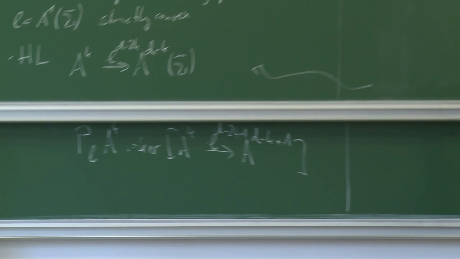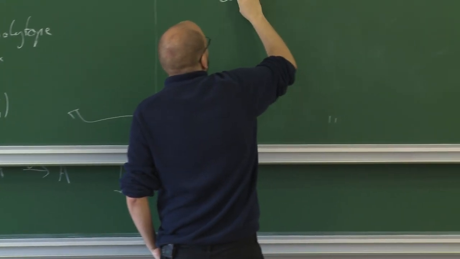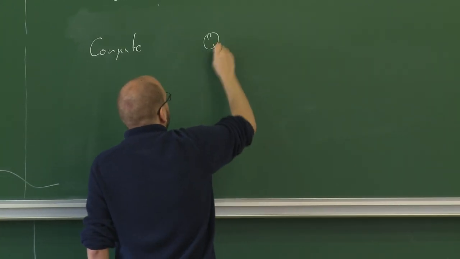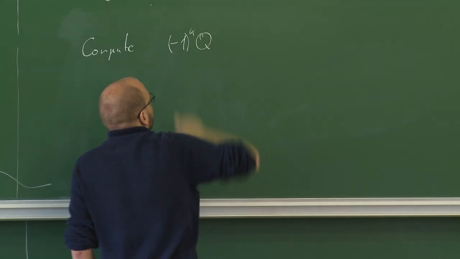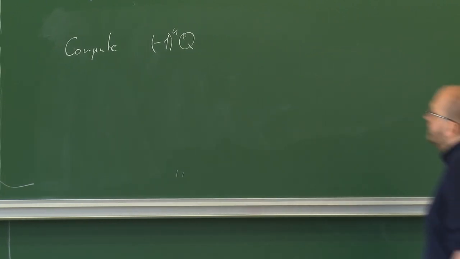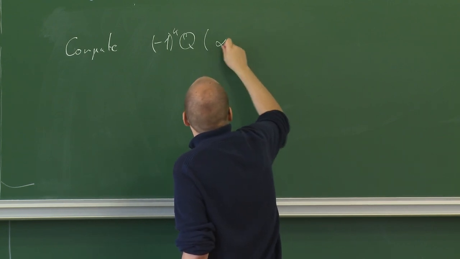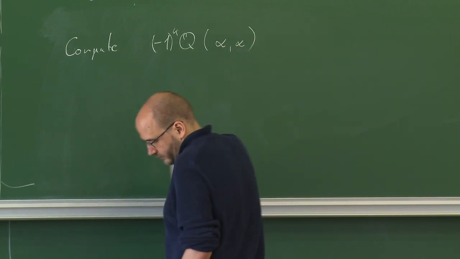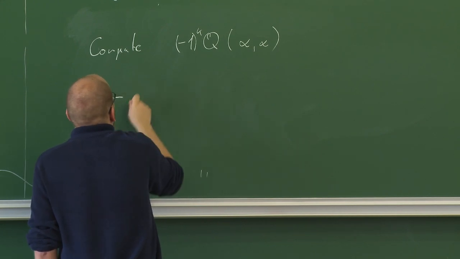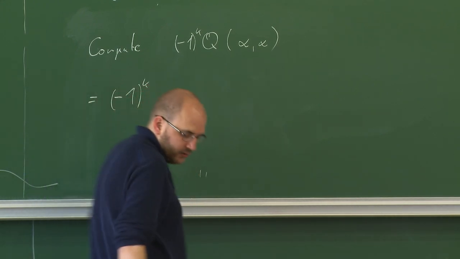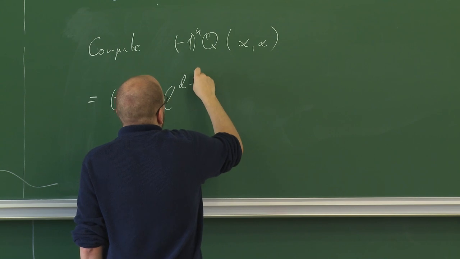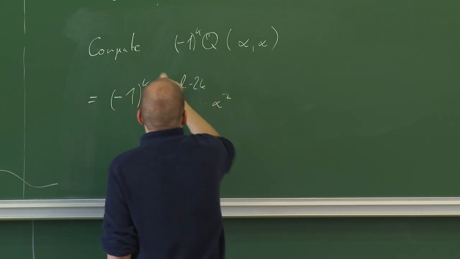And now let's compute, well, not quite the Hodge linear form, but let me compute minus 1 to the k times the Hodge bilinear form of alpha, which is just minus 1 to the k of L to the d minus 2k times alpha squared.